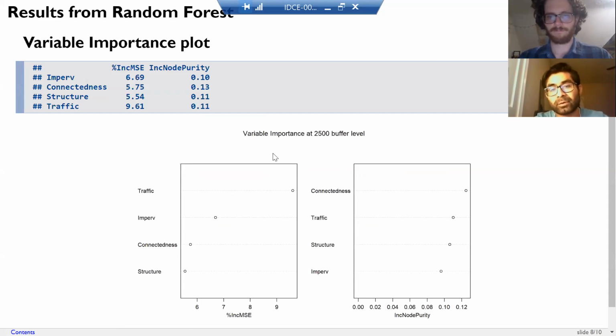We used random forests to evaluate the variables and find out their order of importance at predicting NDSI values. These results reveal that traffic and imperviousness are the variables with higher explanatory power at predicting NDSI values across the study area. The mean square error graph on the left indicates that traffic has a prediction ability of approximately 9.61, and imperviousness has a prediction ability of 6.69. These are the highest values compared to the other 2 variables. So these are the variables that will influence NDSI prediction more than the other 2. Next.